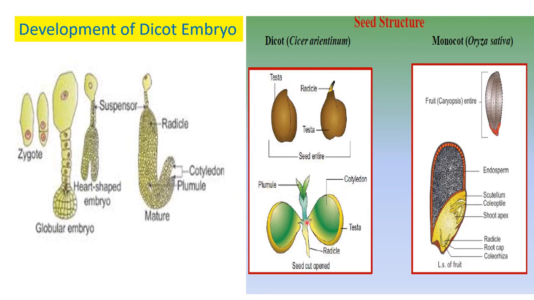If there are two cotyledons, it will be a dicot seed. If there is only one cotyledon, as we are seeing in Oryza sativa here, this is the endosperm. This is going to feed the growing embryo. This embryo has a scutellum. This scutellum absorbs the nutrition and provides it to the growing embryo. The shoot apex is covered by a sheath called the coleoptile, and here is a root cap. Beneath the root cap is the radicle, and above the root cap is the coleorhiza. That is the sheath which is protecting the radicle.